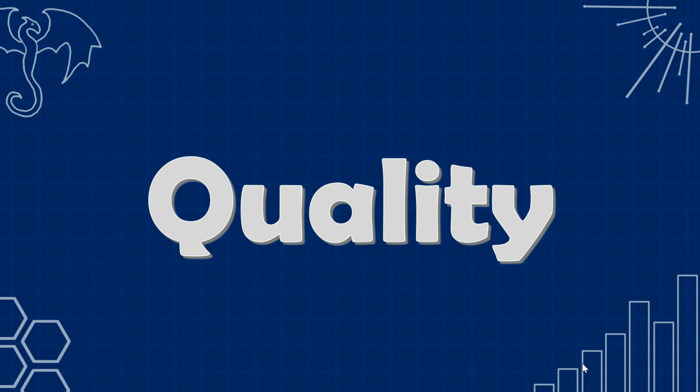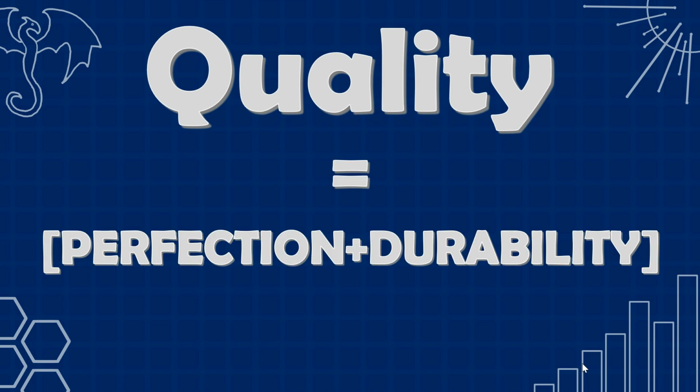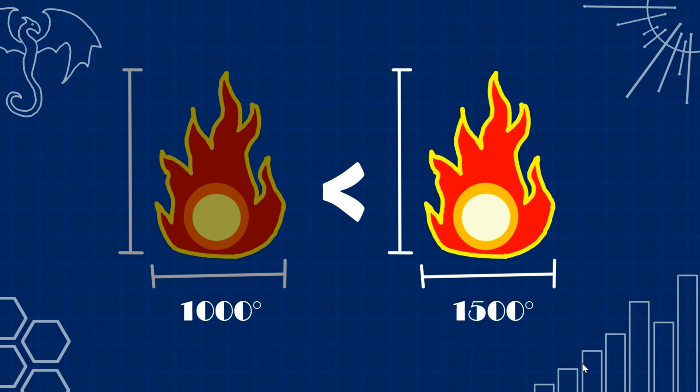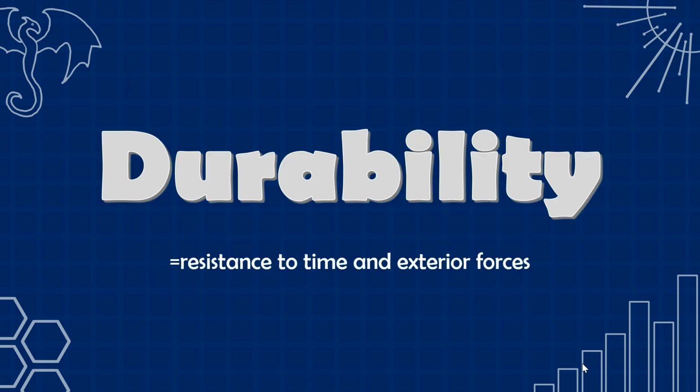There are two components of quality: perfection and durability. Perfection is how close the product is to an idealized version of it. Humans have an idea of how everything should be, so any object possesses inherent qualities without which it cannot be recognized as such. For example, we see the perfect fire as hot. In this case, a very hot fire can be considered of high quality, while one with low temperature is of low quality. Durability is how much the product resists, either in time or when exposed to exterior forces.